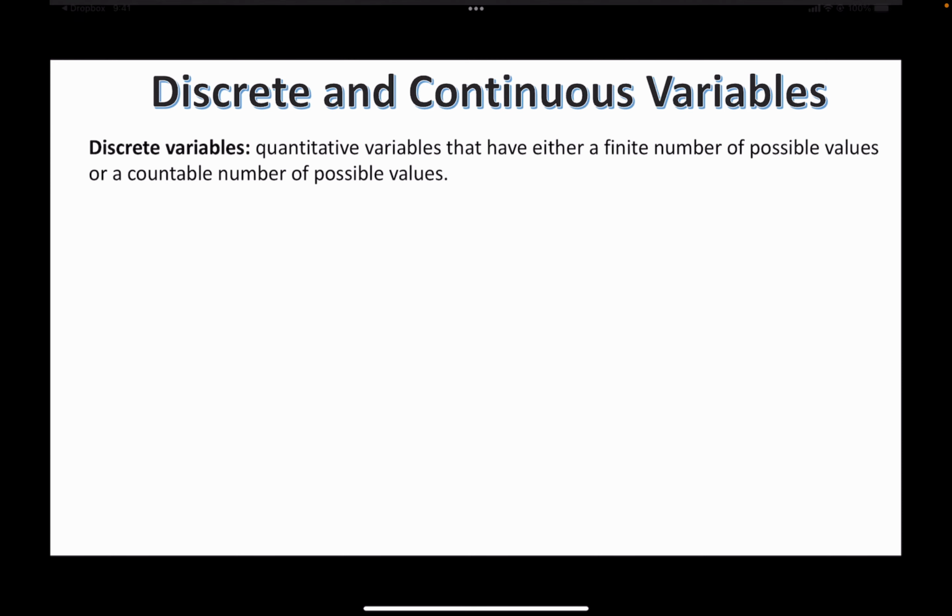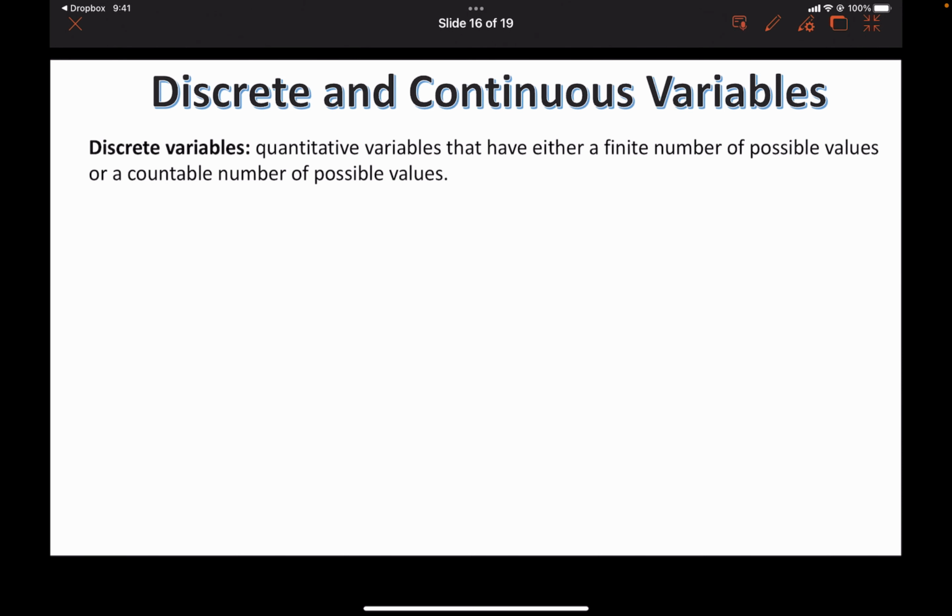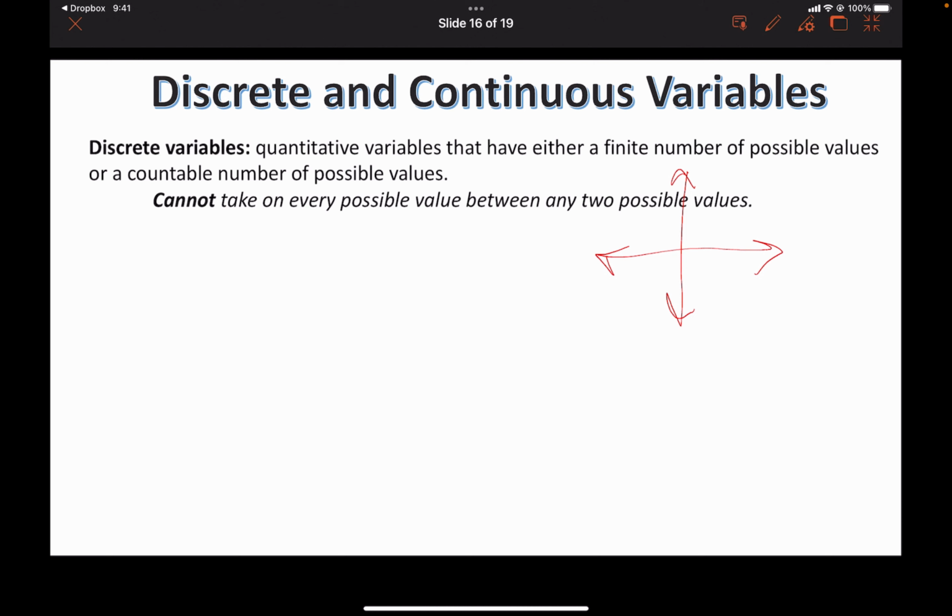Discrete and continuous. So discrete variables, they are quantitative variables. So both discrete and continuous are quantitative. So these ones have a finite number of possible values, or they're countable. So these are things that if I was to graph them, they would be dots on a graph. So if I had a graph, let me do my beautiful graph here, they would be dots on a graph.